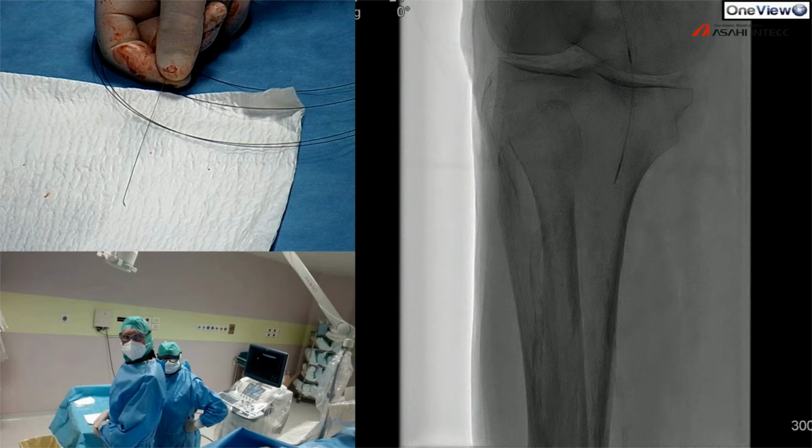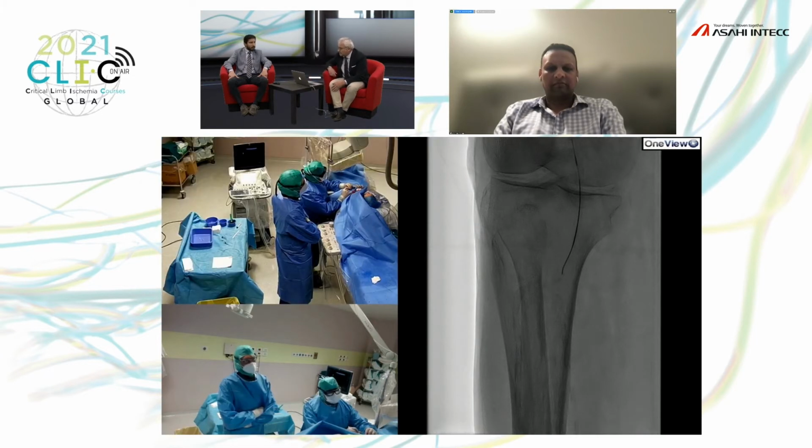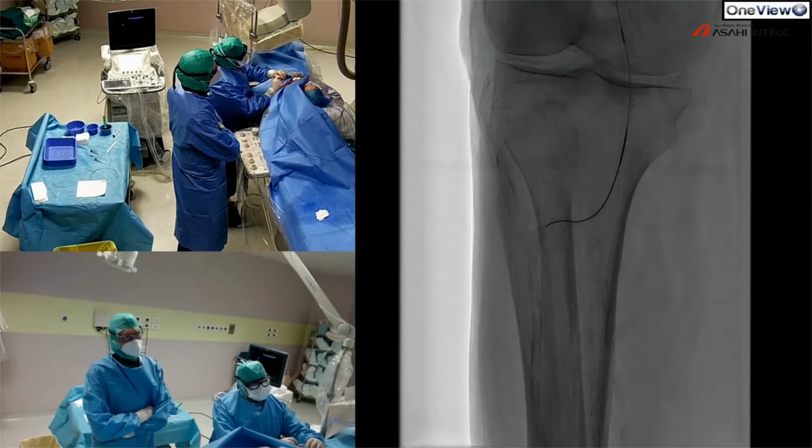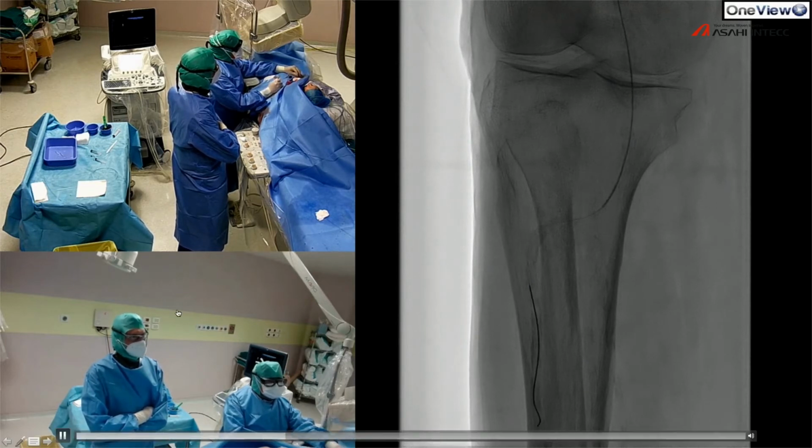So now I would like to maintain this wire and drive the wire into the anterior tibial artery, which is severely calcified too, and cross the occlusion from the middle portion to the distal part of the anterior tibial. The catheter was short, only 65 centimeters, so not enough to follow the wire into the tibial vessel.